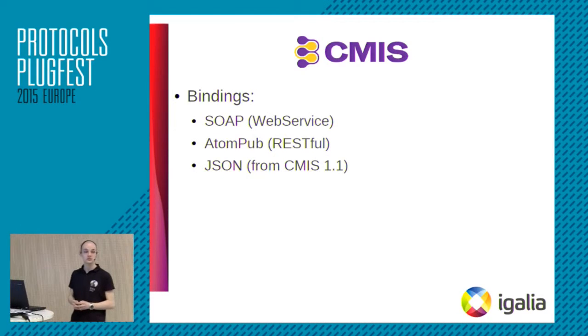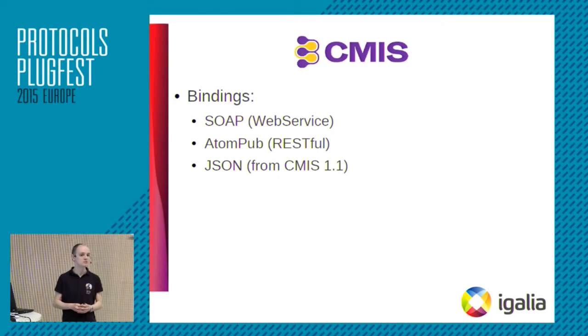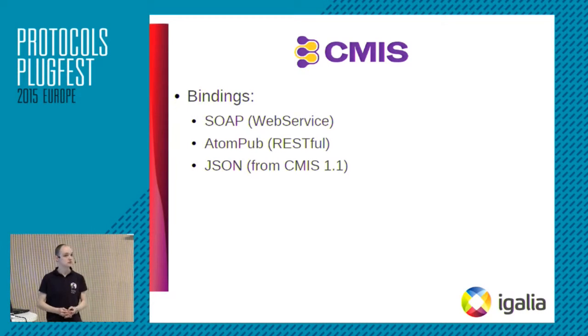And the protocol defines a set of bindings with SOAP, the RPC style standard for web services, a more RESTful approach using AtomPub, and from the 1.1 revision of the protocol, a JSON binding has been added too. It is not that standard yet, because most of the servers implement the 1.0 version of the CMIS protocol.